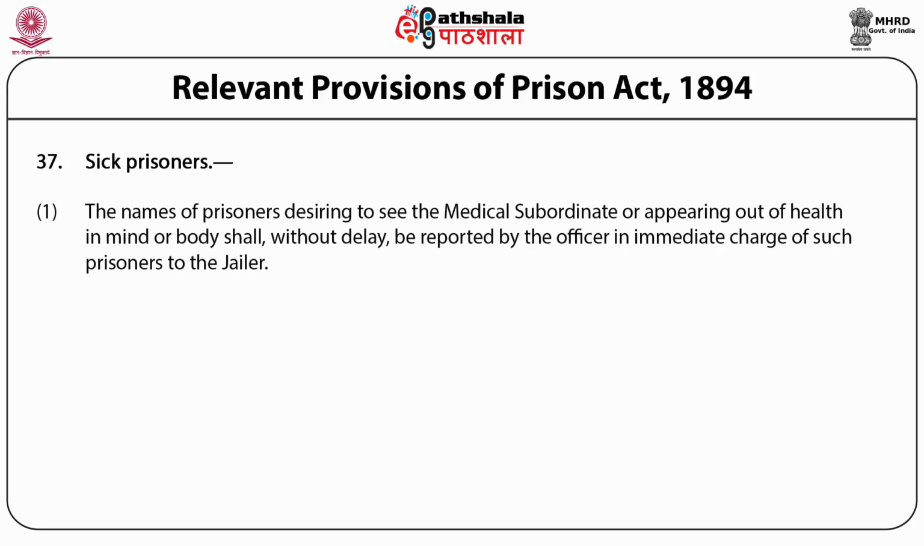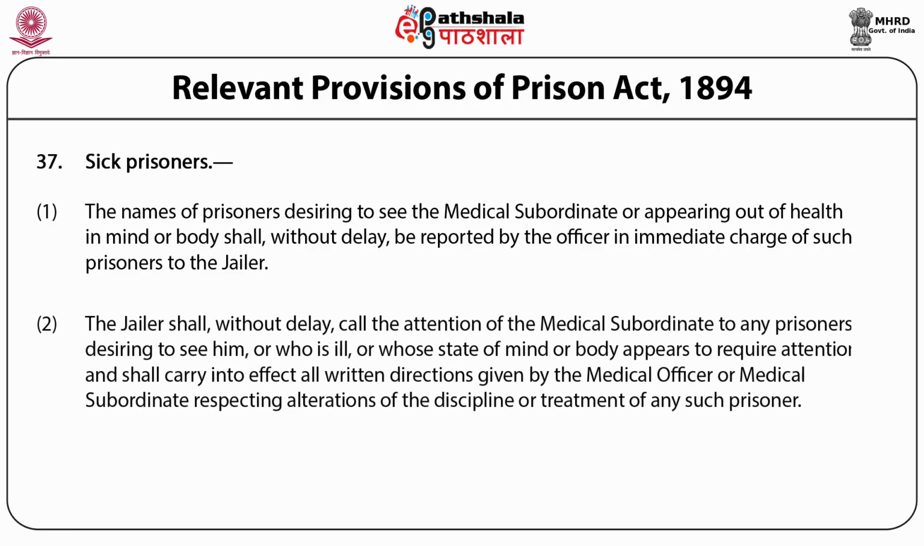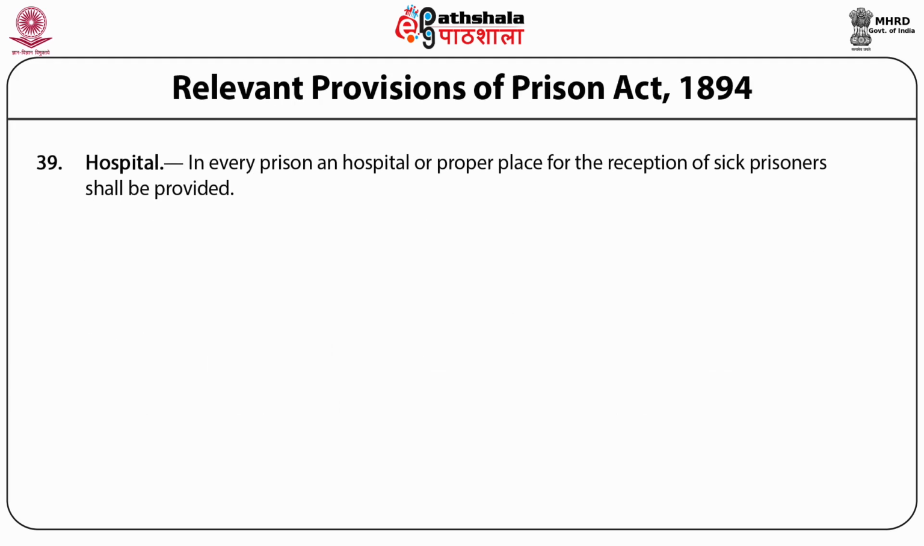The names of prisoners desiring to see the medical subordinate or appearing out of health in mind or body shall, without delay, be reported by the officer in immediate charge of such prisoners to the jailer. So if you're a sick prisoner, you have a right to be reported, and the medical officer should see you as soon as possible. Every prison should have a hospital or a proper place for the reception of sick prisoners, and if it's not provided, as far as is practically possible, they must be moved to another prison where there is a hospital and there are medical treatment facilities. So what if they have cancer and there are no chemotherapy facilities in that particular hospital? They should be moved to another hospital, essentially.